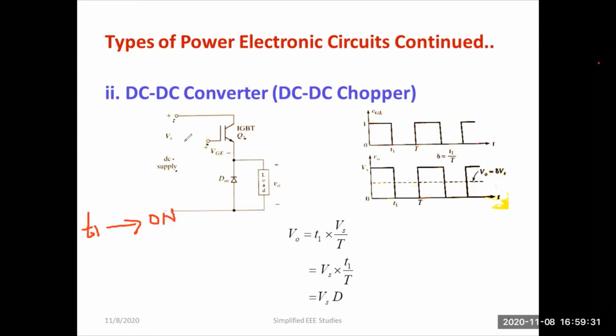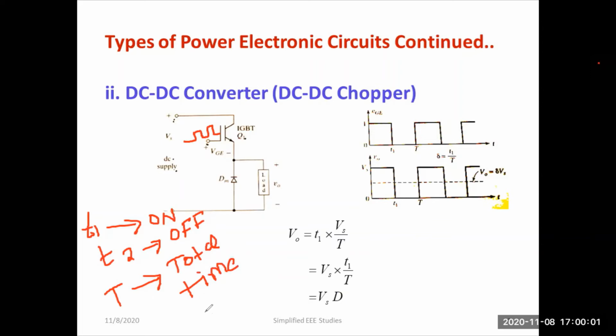How are we going to control the switch? We will be providing a suitable gate impulse at that particular gate terminal. That's the control terminal. So T1 is the on condition, and T2 is known as the off condition. T2 means off condition. Similarly, T means total time period. Okay, you can note it down like this.